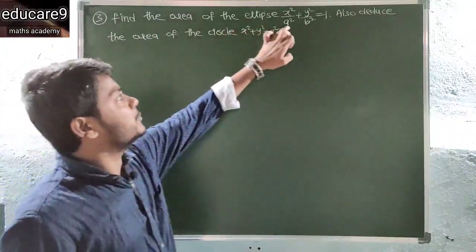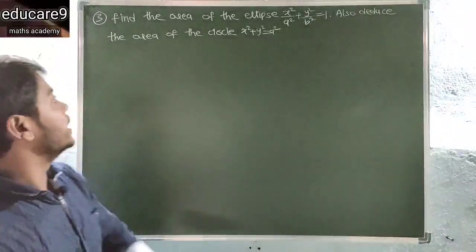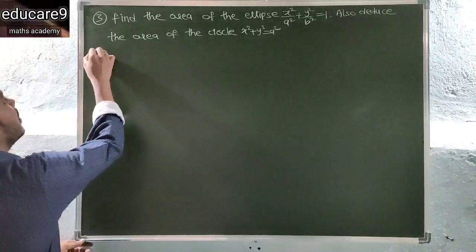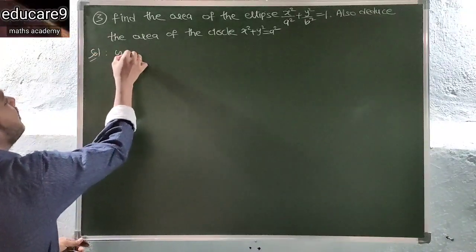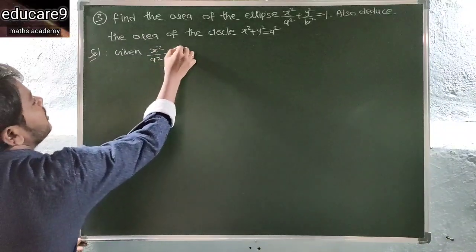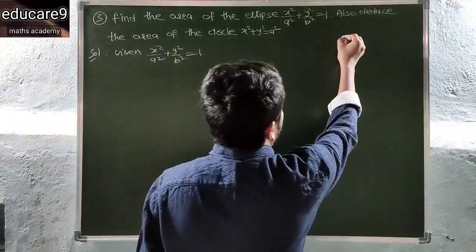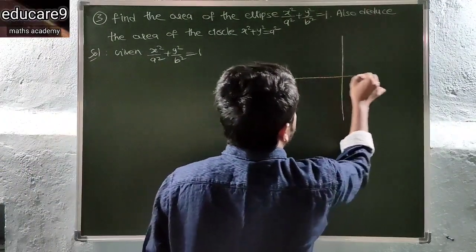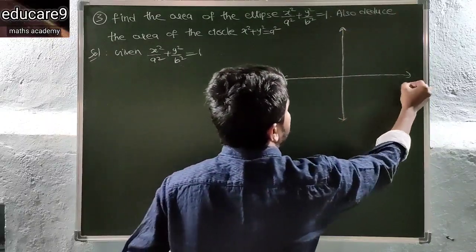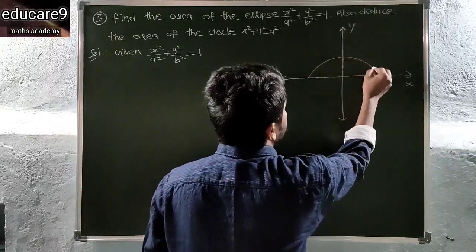Find the area of the ellipse x square by a square plus y square by b square equals to 1, and also deduce the area of the circle x square plus y square equal to a square. So see here solution, given ellipse x square by a square plus y square by b square equals to 1. Now draw the graph of ellipse. So consider the coordinate axis. This is x and y axis. So clearly this is the given ellipse.